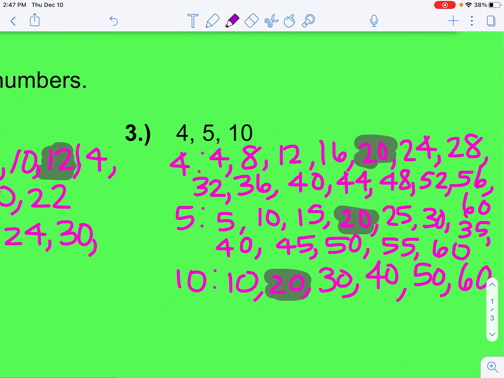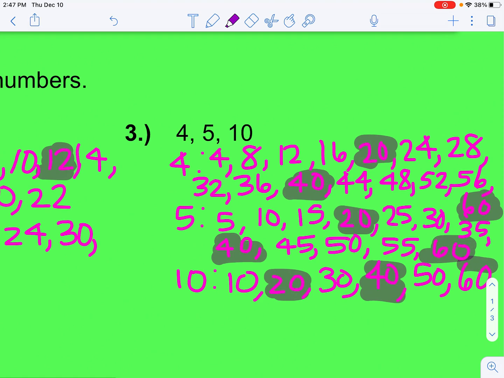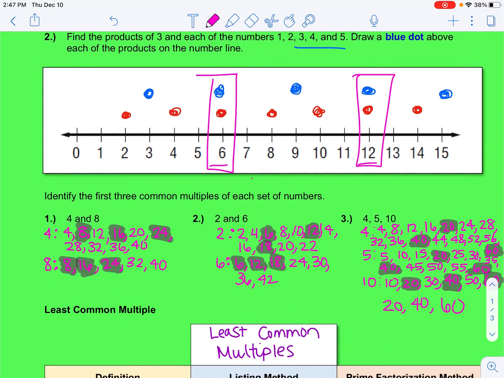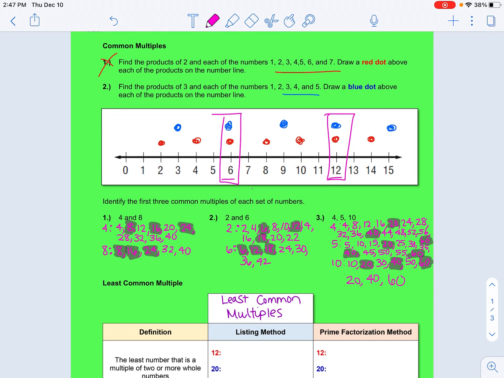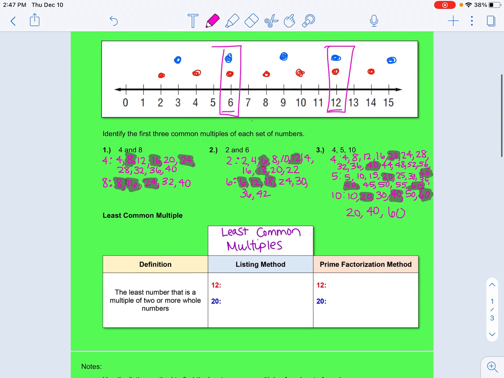And then the next one I see is 40. And then lastly, I see 60. So 20, 40, 60. If you want, you can write them underneath. And we're done. Alright, so those are common multiples. That was just a good review for us because we did talk about multiples in lesson 1.3. So all the way back in unit 1.